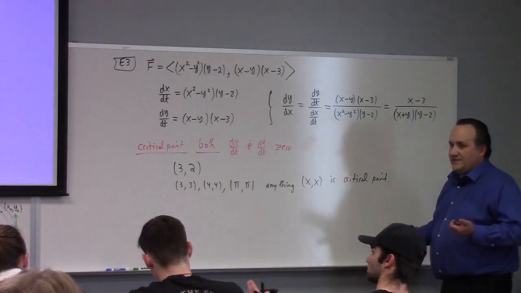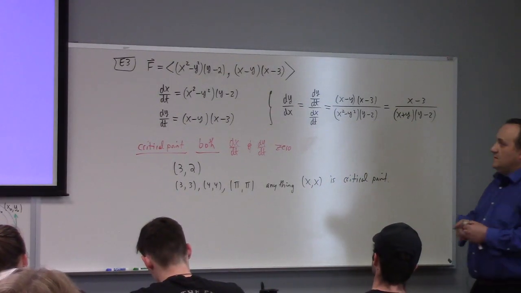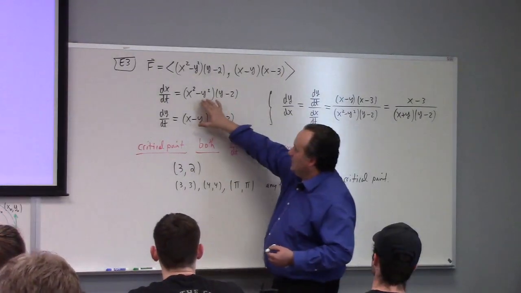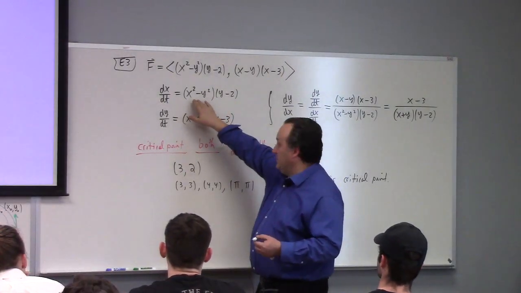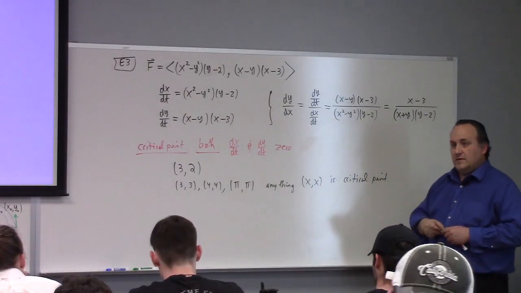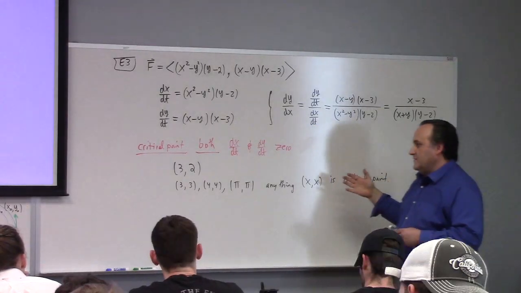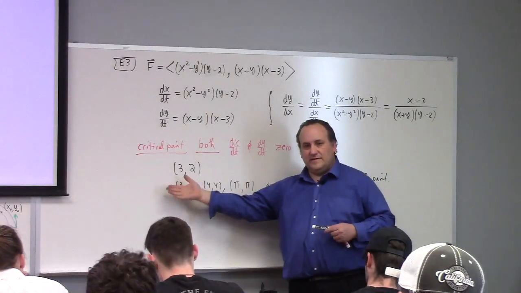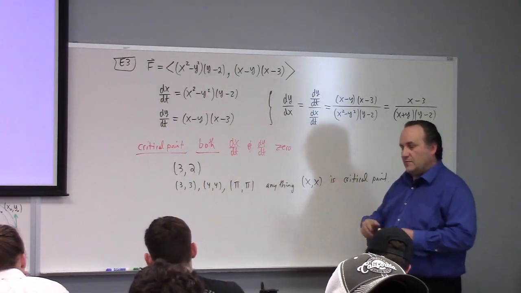So this particular vector field has infinitely many critical points. Any place where y is equal to x makes both of these 0, so that would constitute a critical point. So this has an isolated critical point at (3, 2), and then it's got this whole family of critical points at y equals x.